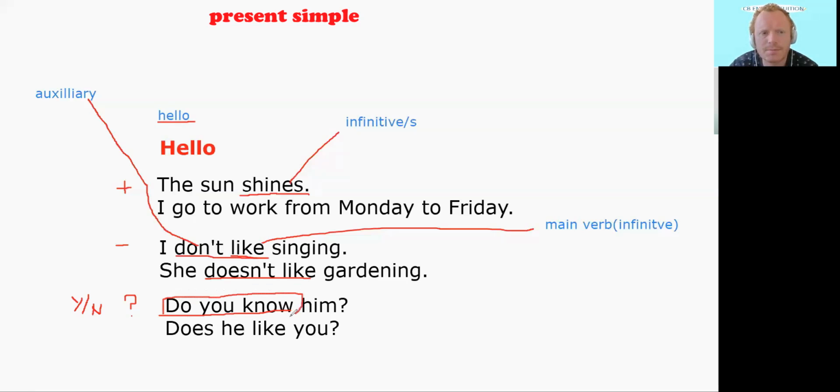We start the question with the auxiliary or helping verb, do or does. Then we use the subject and then the infinitive. Good. It's kind of a little switch from the negative, auxiliary and subject switched round. And so can you give me the second kind of question? We start the question with a question word, usually starting with WH.